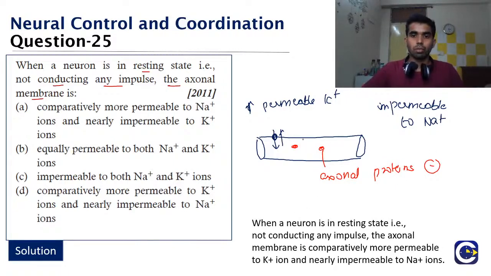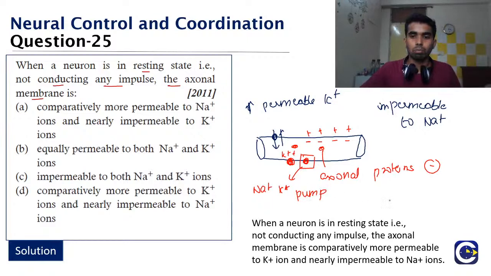That is why the inner surface of the nerve has the negative charge and the outer surface has the positive charge, because outside sodium is more and inside potassium is more. This potassium and sodium inside and outside the neuron is maintained by a channel known as the sodium potassium pump.